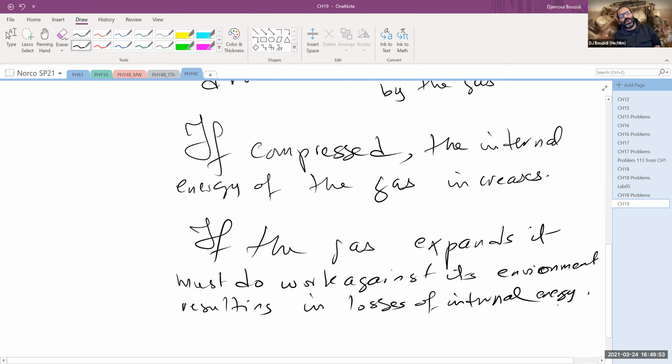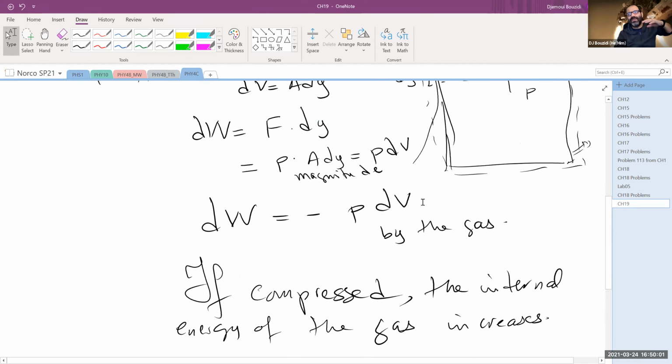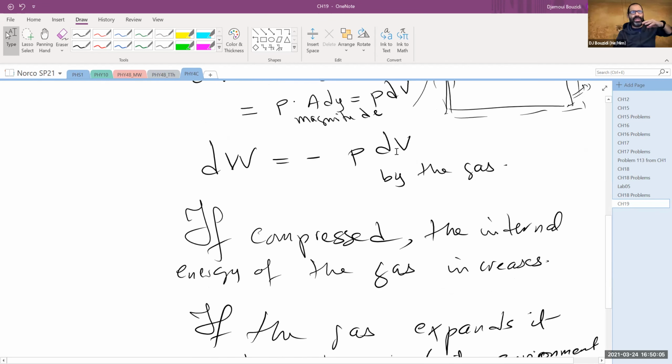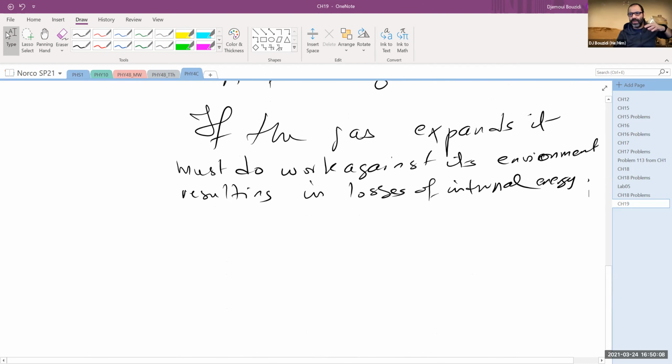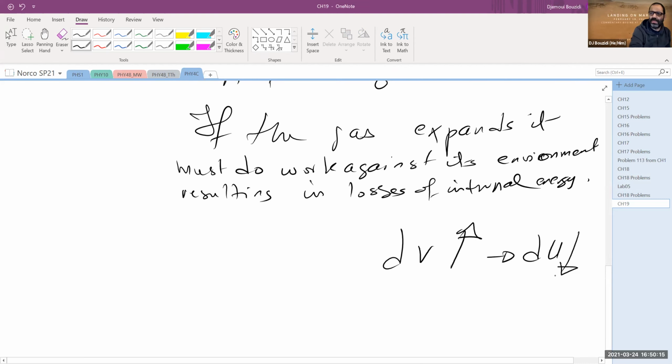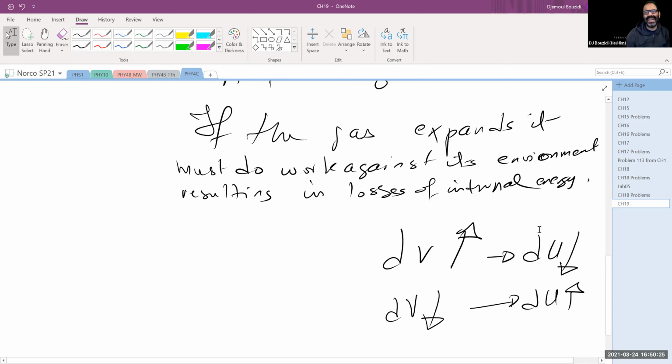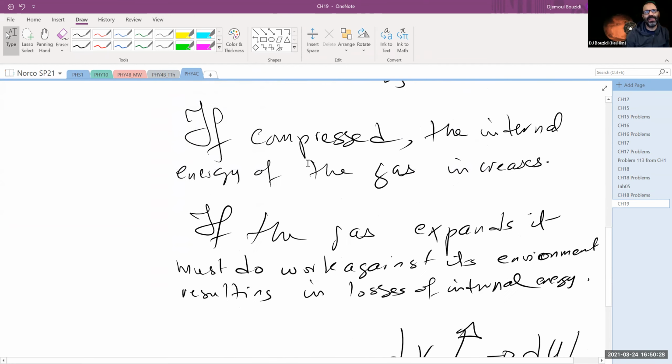So that is basically in a nutshell what's going on in here. When it does work, its volume expands. So dV will become positive. If dV is positive, it's going to lose energy. So this is basically what's going on. If dV is positive, then dU must be negative. Then it must lose energy. If dV is negative, when I compress it, I'm adding energy to it. So that's where the minus sign is needed in here from the vantage point of the gas.